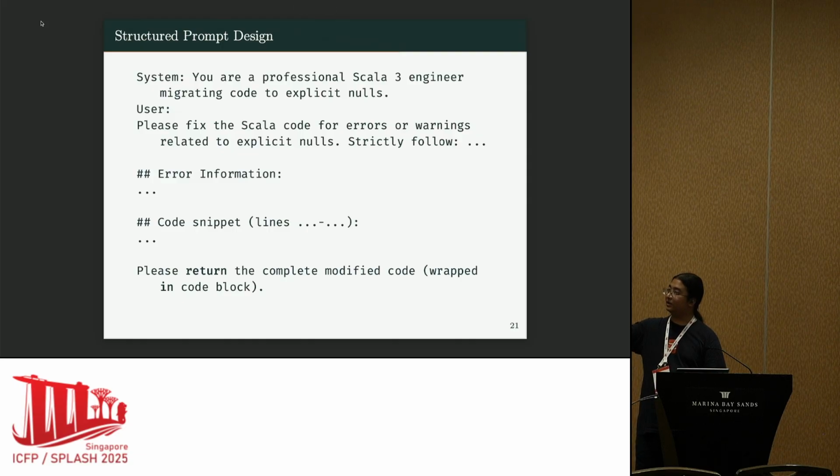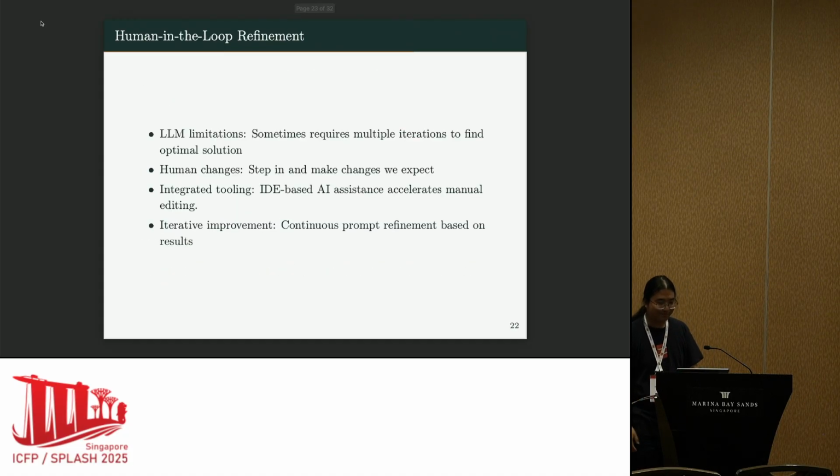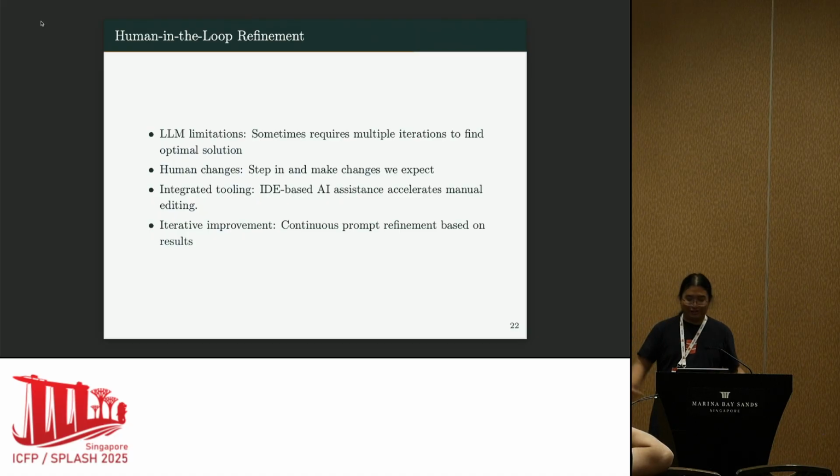And here is the prompt I designed for this kind of task. At first, I give a specific task, and I'm asking the model to fix only the errors related to explicit-nulls, and it should follow the following rules strictly. And then I pass in the error messages related to each other, and then I put the code together. Okay, it did a great job, and I think for this project, most of the changes were done using this approach.